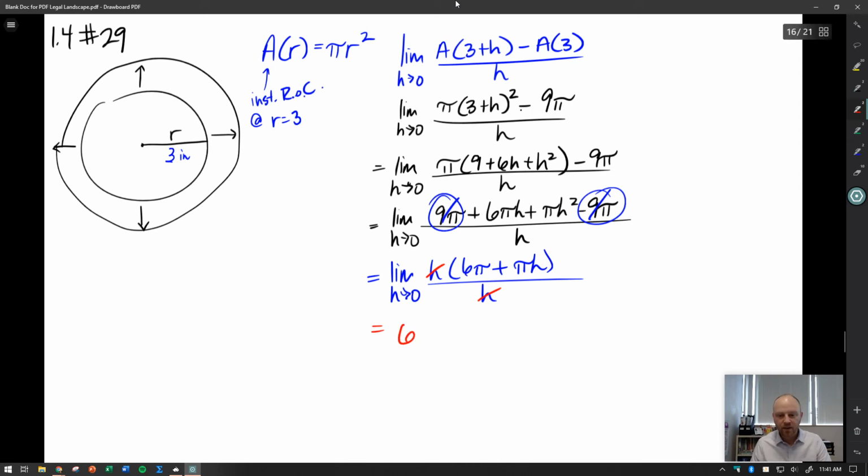Now as h goes to 0, we still have the 6 pi plus pi times 0, and we end up with just 6 pi. This is a rate of change in area. Area is measured in square units. In this case, we're talking about inches. So this is going to be then 6 pi square inches per inch, since inch is what we were measuring by in the radius term here. This is in inches, and this is in square inches.